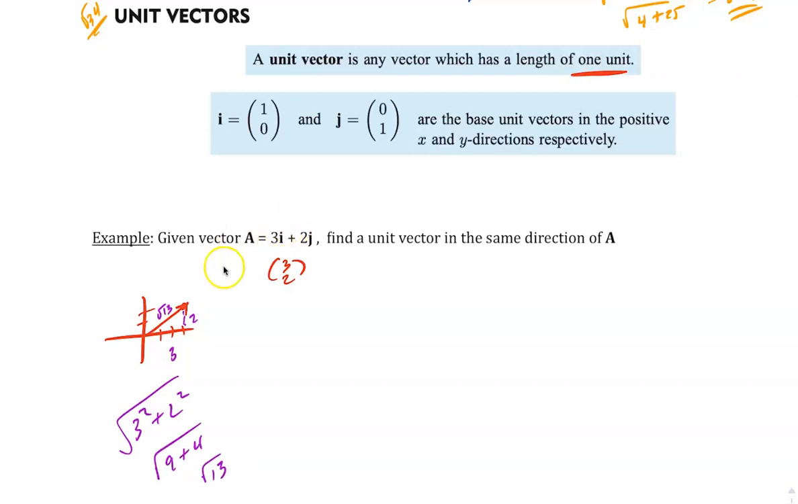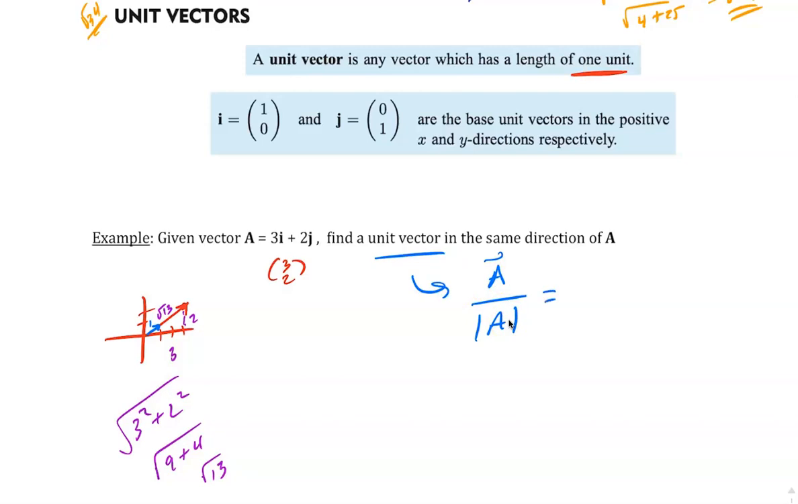So this vector A has a length of rad 13, right? But I want to find a unit vector that's going the same direction. So I want to find a vector that's going the same direction as this guy, but only has a length of 1. So how do you do that? Well, it's actually a very simple formula. You just get your vector and divide it by its magnitude. Right? The length of my vector right now is radical 13. That's the magnitude of 3i plus 2j. If I want it to be a length of 1, just divide it by radical 13.